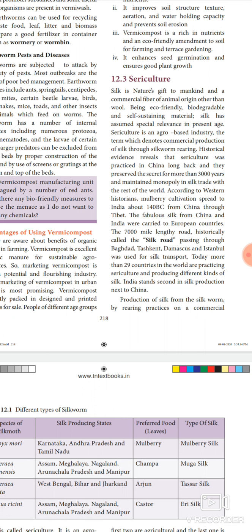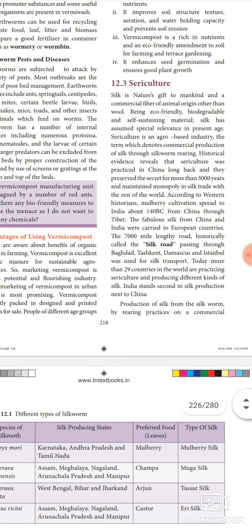Silk has assumed special relevance in the present age. Sericulture is an agro-based industry. Agro-based industry means agricultural-based industry. The term denotes the commercial production of silk through silkworm rearing.